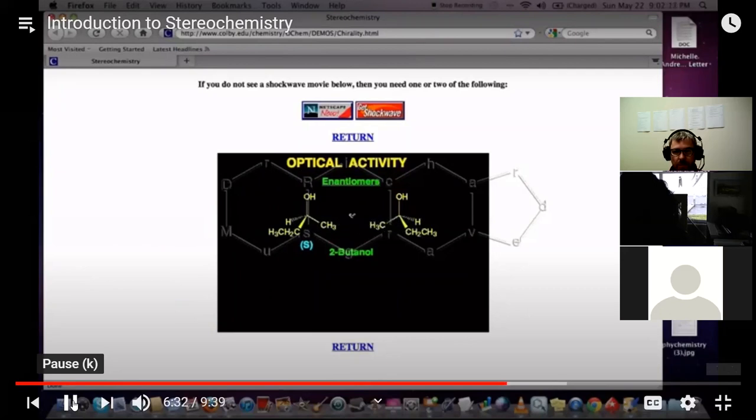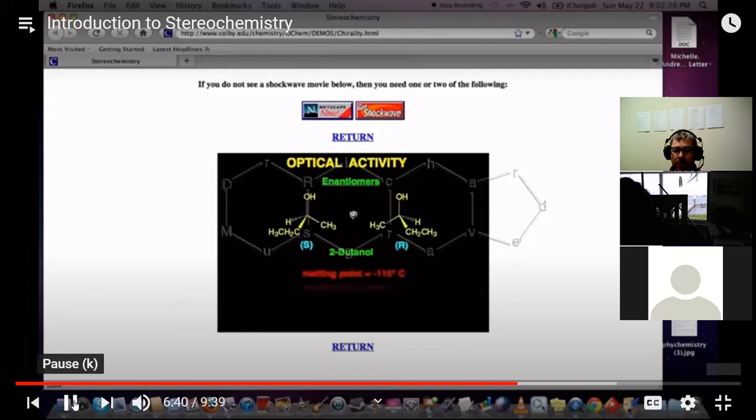And this one is actually S. This one is R. I'm going to show you later how we determine the whole S and R thing, but it's got to do with orientation around that carbon. But we'll get to that. All you need to know at this point is that if one enantiomer is S, the other one's going to be called R.